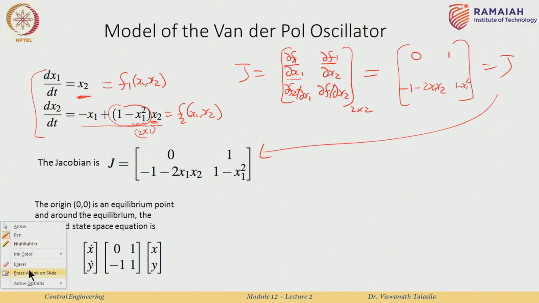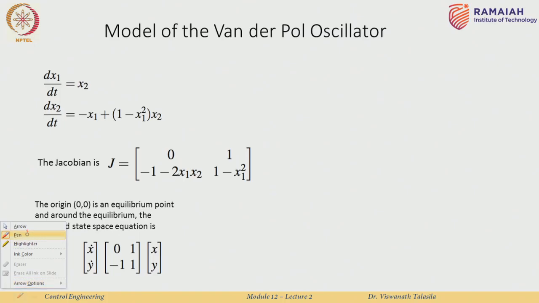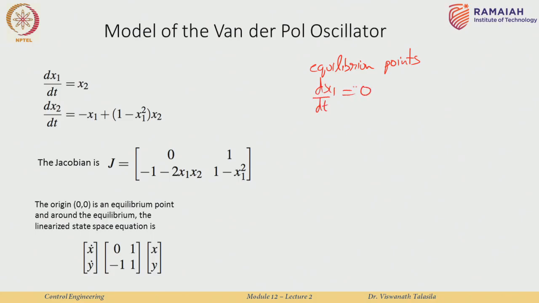Now, of course, we have the Jacobian, and in order to linearize the system, we also need the equilibrium points. To get the equilibrium points, we do the same thing as before. It is not really a trick, it is a procedure. We just set dx1/dt equal to 0 and dx2/dt equal to 0.